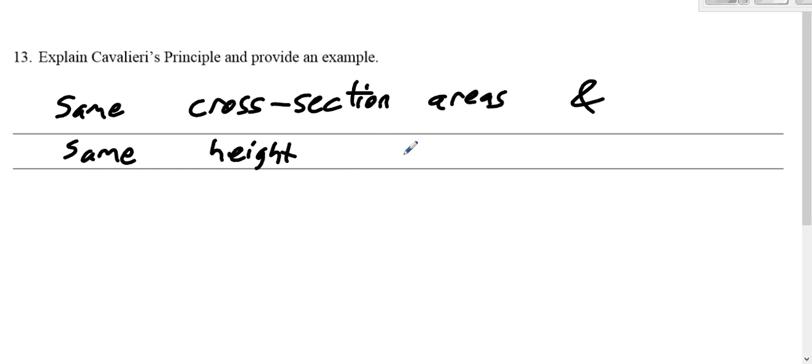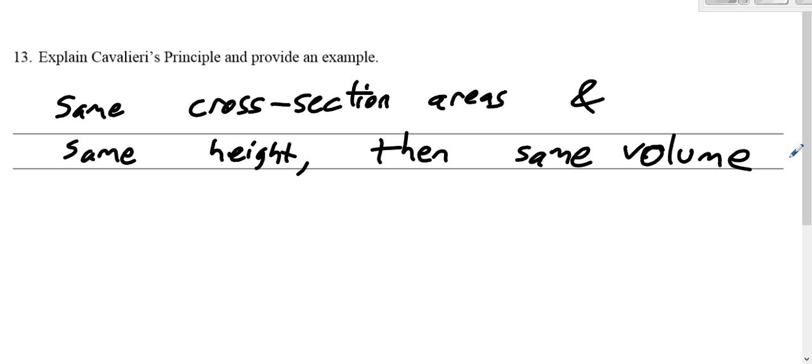they have the same volume, sorry, wrong word. They have the same cross-sectional areas and the same height, then they have the same volume for any 3D objects. All the cross-sections are the same and the height's the same, they've got the same volume.